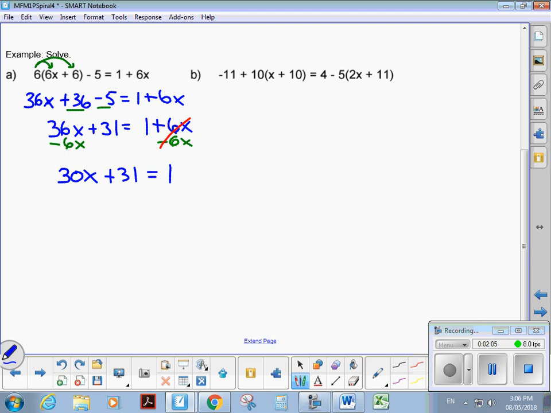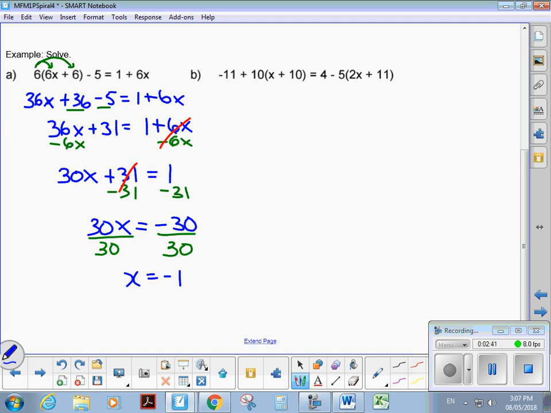Next, I'm going to get all the numbers to the other side. I'm going to subtract 31 on both sides, and I'll put it right underneath like a stacked addition. So I have 30x equals 1 take away 31, which is negative 30. My last step: the 30 and the x are multiplying, and the opposite of multiplying is dividing. So in this case, x equals negative 1. There's that first one solved.